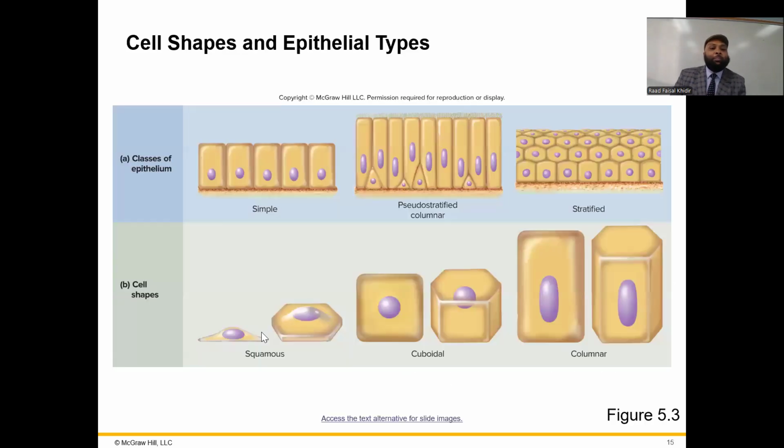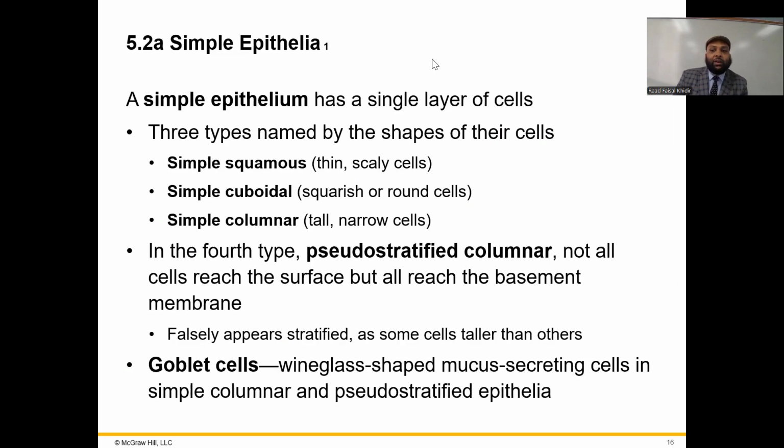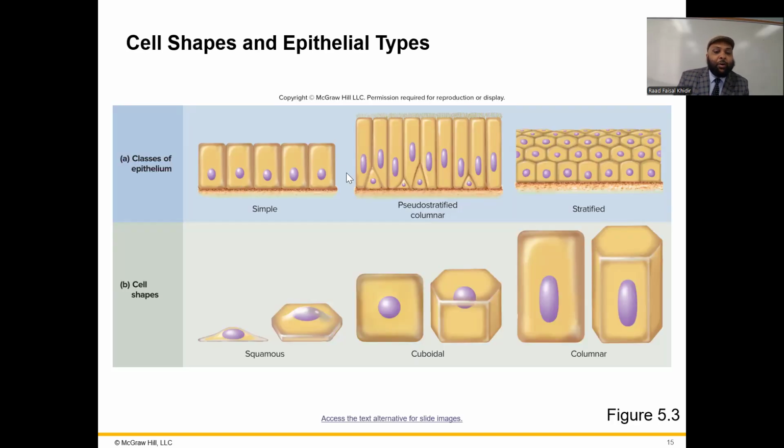Now we'll talk about the simple epithelium. Simple epithelium has a single layer of cells. There are 3 types of simple epithelium by the shapes of the cells. So there are simple squamous, because remember, that's the type of the tissue, and these are the cell shapes. So you could be simple squamous, simple cuboidal, simple columnar. You could be stratified squamous, stratified cuboidal, and stratified columnar.